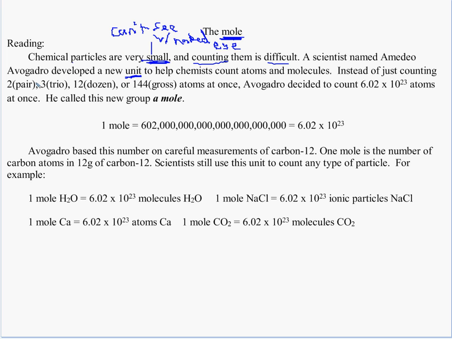Instead of just counting 2, which is a pair, 3 is a trio, 12 is a dozen.